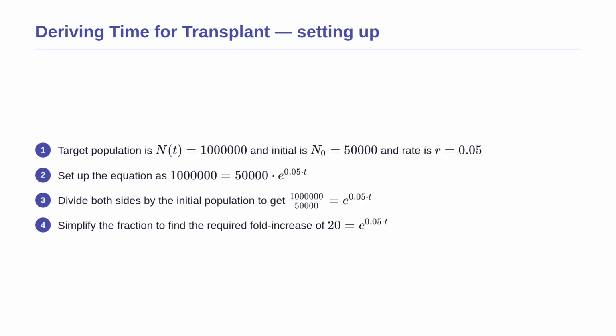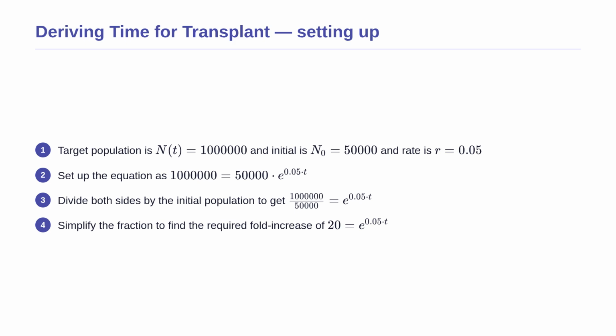Now that we have used this formula to find a future population, let us tackle a more complex, real-world medical problem. Imagine a clinical trial requires exactly 1 million specialized cells to treat a patient. The lab currently has 50,000 cells, growing at a rate of 0.05 per hour. We need to prove exactly how many hours it will take.